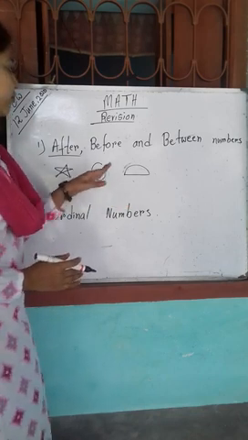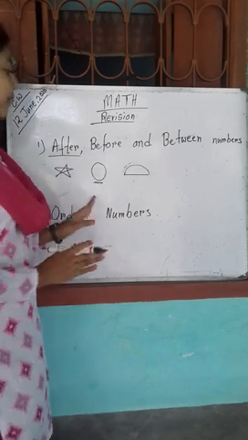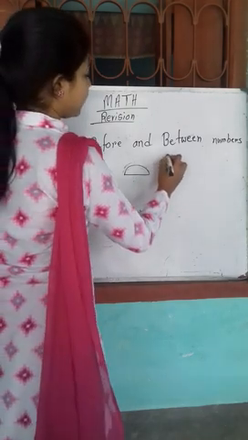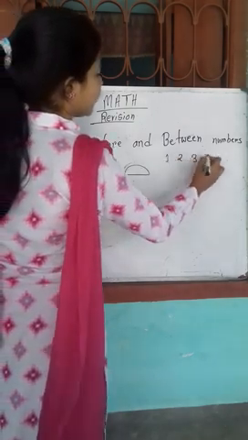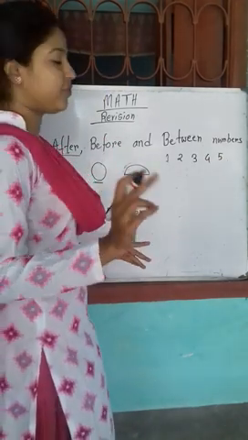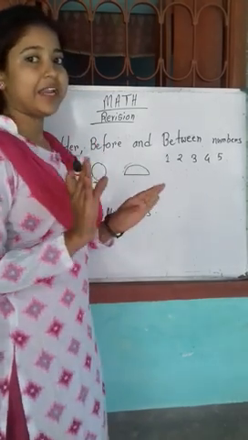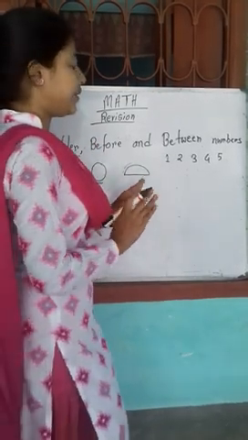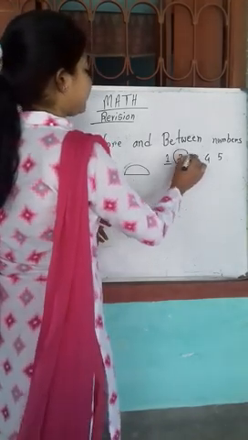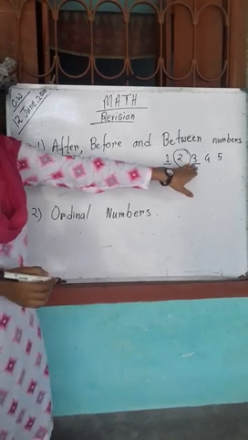We can say that between star and half circle there is a circle. That means if we have to write between numbers, it must be between two numbers. Like if we write 1, 2, 3, 4, 5. Now if we have to find a between number, it must be in between two numbers. There is a 1 and 3, and in between there is a 2. So we can say that 2 is in between 1 and 3.